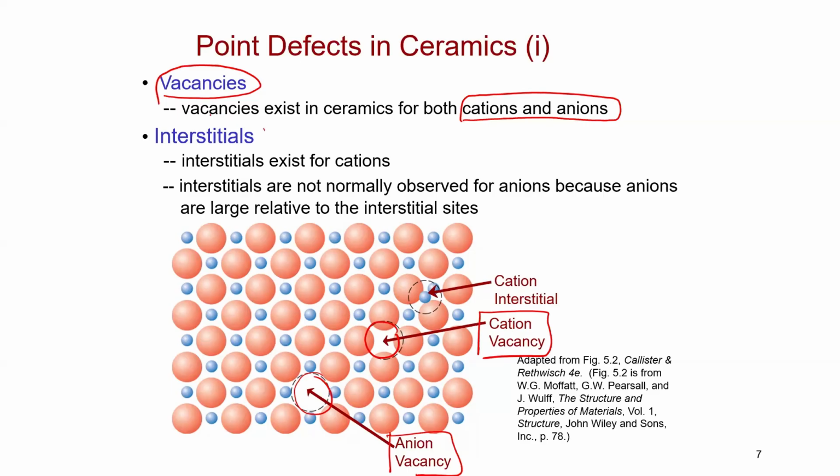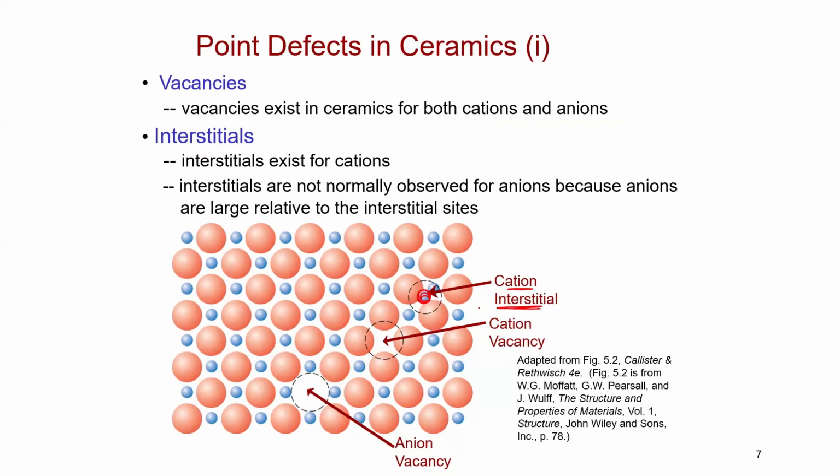And also we can have interstitials. So interstitials exist in cations where you have a shift. So you have an additional cation here. See? So that is a cation interstitial. So we don't have anion interstitials because anions are big and they can't squeeze in and go into this structure. So interstitials are not normally observed for anions because anions are large relative to the interstitial sites. So interstitial sites are these sites here.